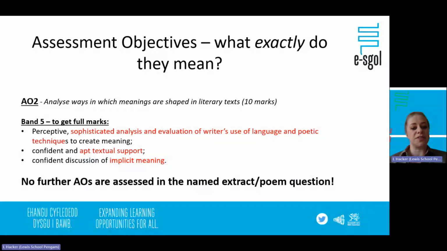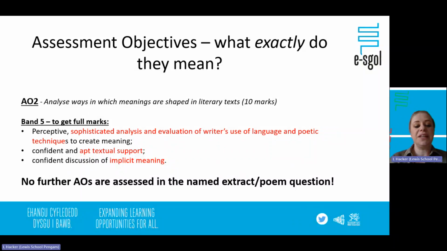Also, Band 5 responses demonstrate confident and apt textual support. Now, that's really, really important. Using textual support to get those really good marks shouldn't just be copying down long lines of poem or extract. It's about being specific, using specific words or phrases or short quotations to support your assertions about how the language has shaped the meaning.